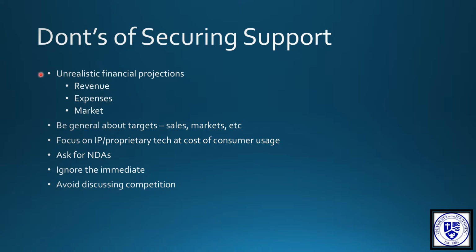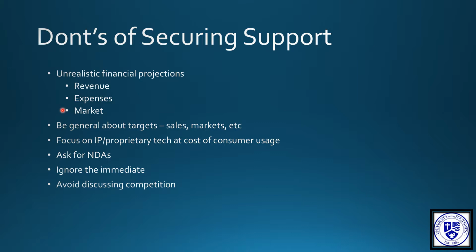And in addition to the do's that we just listed of securing support, there's also some don'ts, some things we don't want to do when we're trying to get support from departments within the organization, or again, if we're doing this as an entrepreneur, as our own enterprise. The list of don'ts is kind of the same. When we're trying to secure support, financial support, we don't want to be unrealistic about any type of financial projections. We don't want to arbitrarily project revenue that is unrealistic, expenses that are unrealistic, or the market.